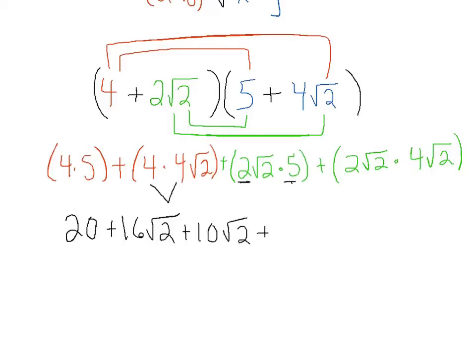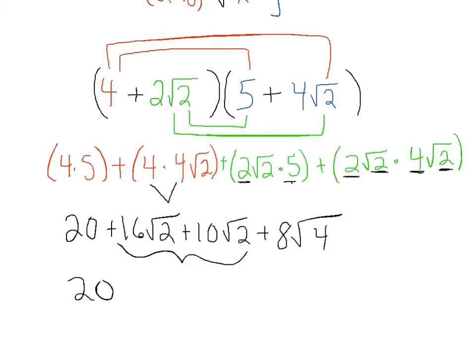And then lastly, I have 2 square roots of 2 times 4 square roots of 2. Again, multiplying the numbers on the outside. So 2 times 4 is 8 square roots, and then I can multiply the numbers that are on the inside. So 2 times 2 is 4. Now, we've got to go ahead and simplify this completely. So notice I have like radicals that I can combine. So I'm going to go ahead and do that.